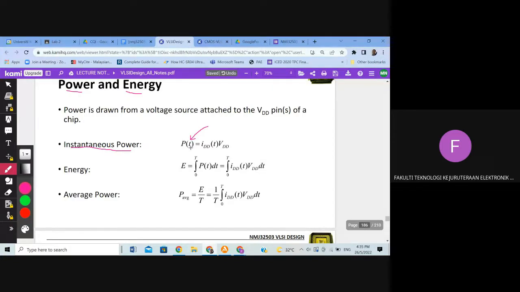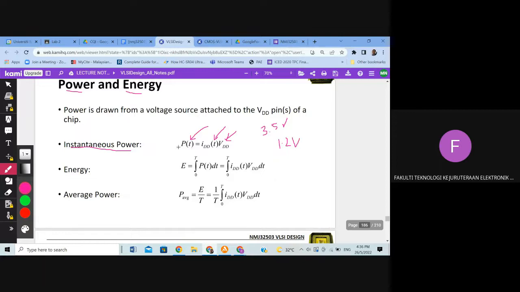So P at time t equals IDD, which is the current from the VDD, IDD at time t, multiplied with VDD. VDD is a constant. For example, we give a supply to our chip of 3.5 volt, or 1.2 volt. VDD is constant, but the current is not constant. The current depends on time t, and that's why the multiplication of VDD with IDD at a certain time gives an instantaneous power P at time t.